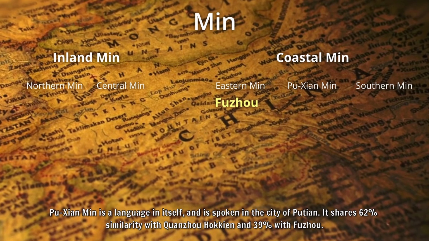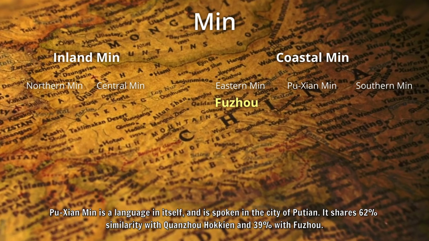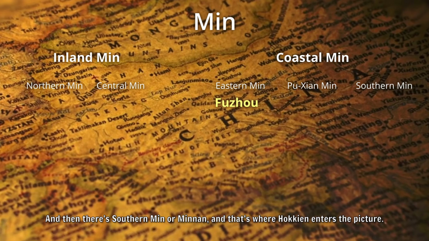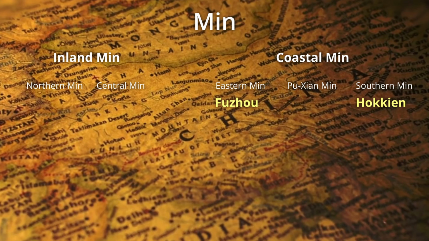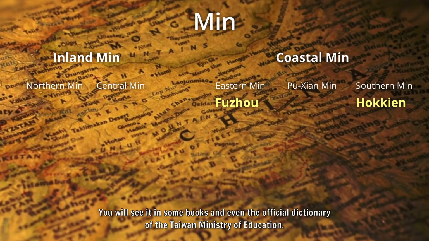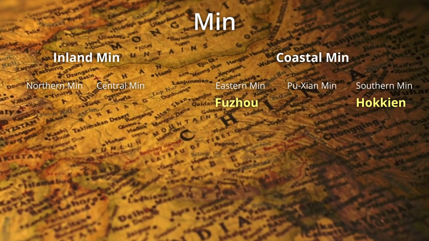Puxian Min is a language in itself and is spoken in the city of Putian. It shares 62% similarity with Quanzhou Hokkien and 39% with Fuzhou. And then there's Southern Min or Minnan, and that's where Hokkien enters the picture. The name Southern Min or Minnan is often used interchangeably to mean the Hokkien language. You will see it in some books and even the official dictionary of the Taiwan Ministry of Education.